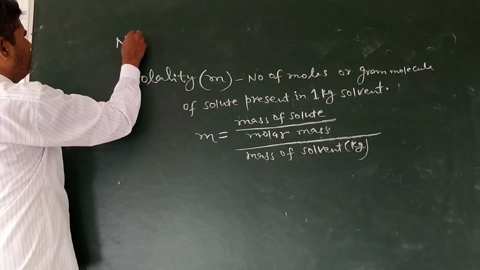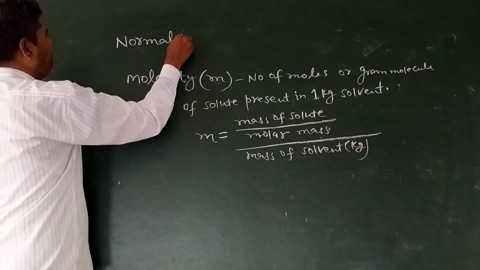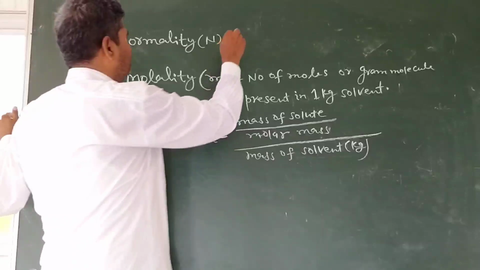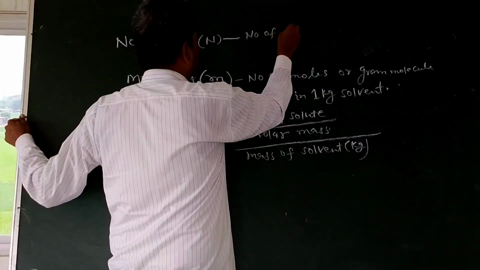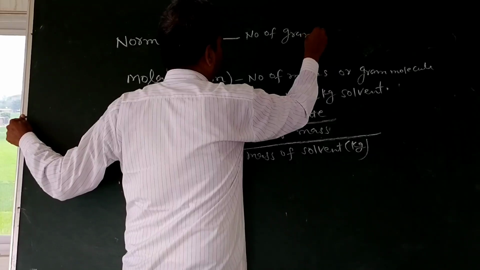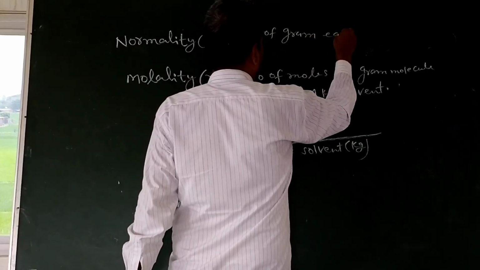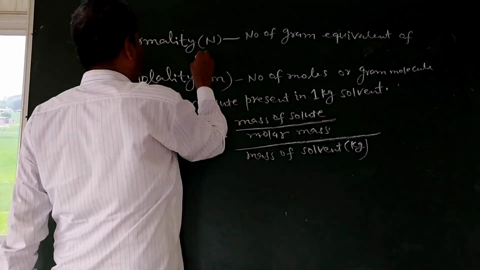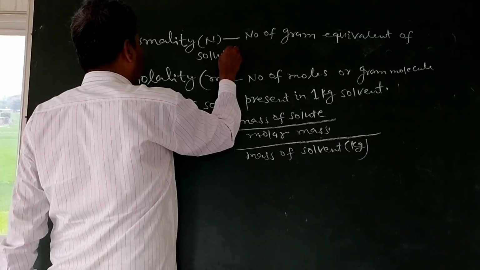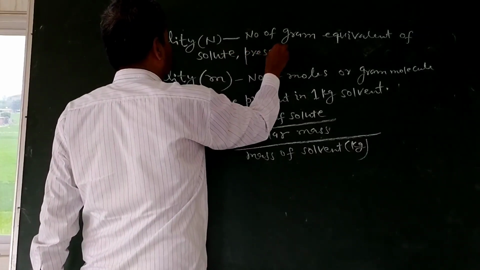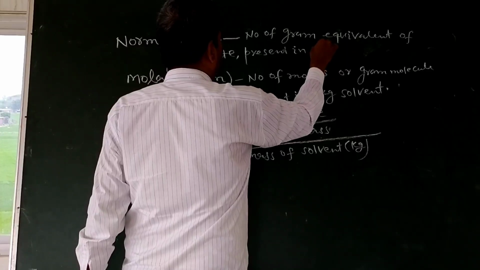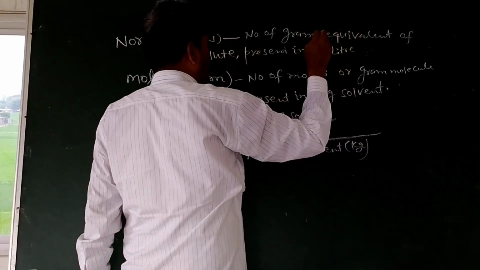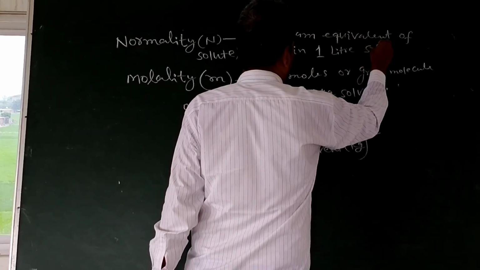Normality. It is represented by capital N. Number of gram equivalent of solute present in 1 liter solution.